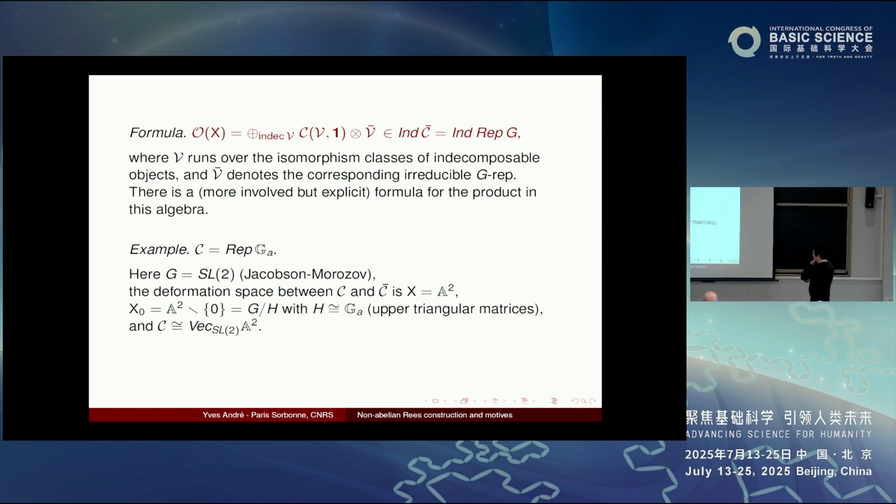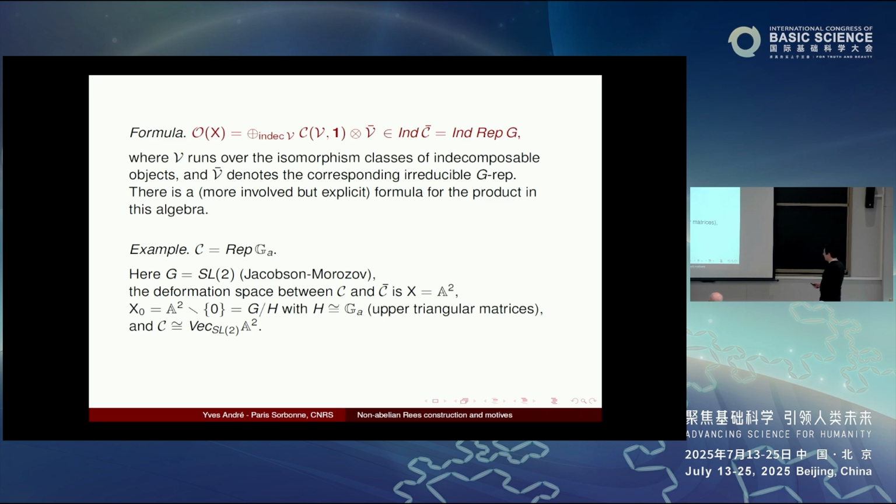This is the direct sum, at least. So this is an object in C bar, which is a representation of G. So the representation of G may be not finite dimensional. And here V runs over all isomorphism classes of indecomposable objects in C. V bar denotes the corresponding irreducible G representation. So this is an explicit formula for this module, but there is also a more involved, but explicit, formula for the product, which gives the structure of algebra.